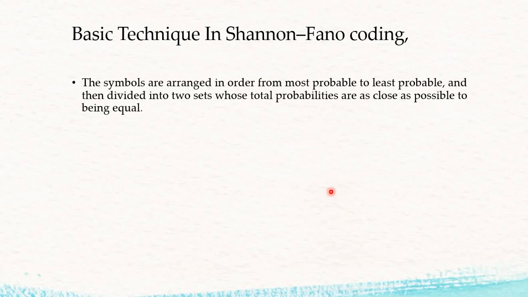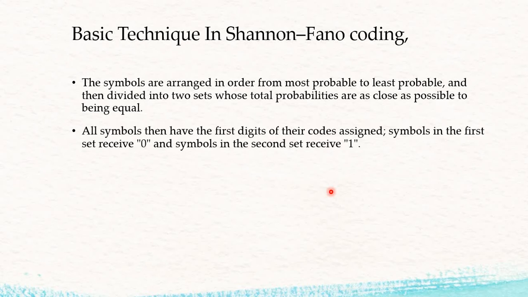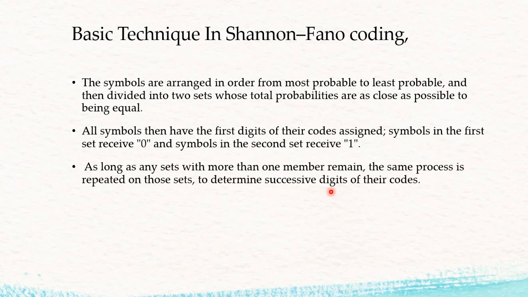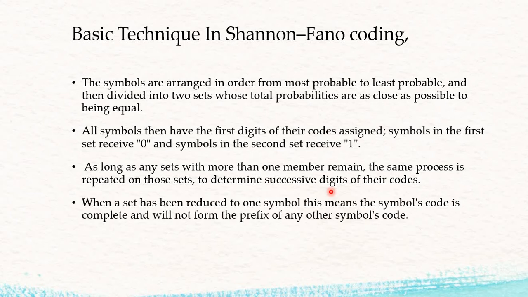Basic technique in Shannon-Fano coding: the symbols are arranged in order from most probable to least probable and then divided into two sets whose total probabilities are as close as possible to being equal. All symbols then have the first digit of their code assigned: symbols in the first set receive 0 and symbols in the second set receive 1. As long as any set with more than one member remains, the same process is repeated on those sets to determine successive digits of their code. When a set has been reduced to one symbol, the symbol's code is complete and will not form a prefix of any other symbol's code.